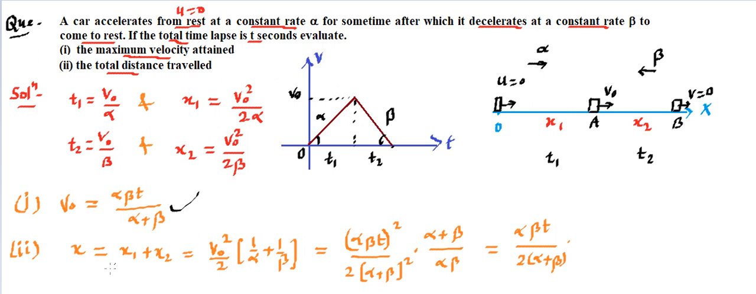So this is for velocity, this is for position or distance. There is a minor correction coming in: this has to be squared, so make that correction, because t square is going to be there, and the rest is fine.